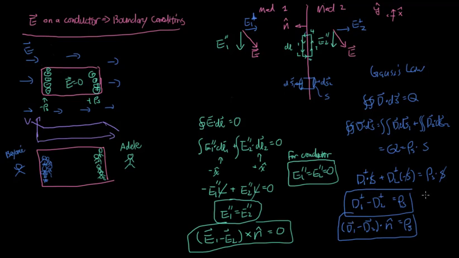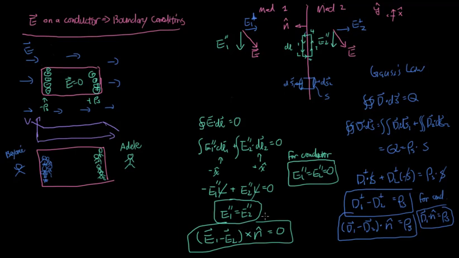Now let's recall what goes on inside a conductor. What's the electric field and the electric flux density inside a conductor? 0, right? So we can also say that in the case of a conductor, D2 is equal to 0, therefore D1 dot n is going to give you the charge density.